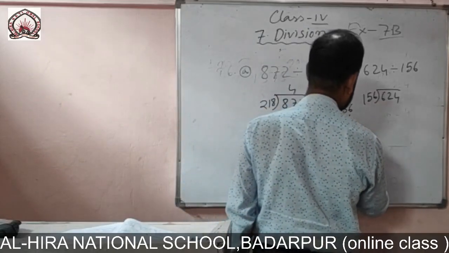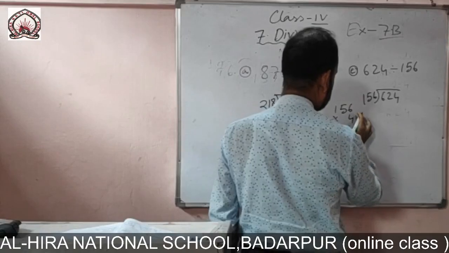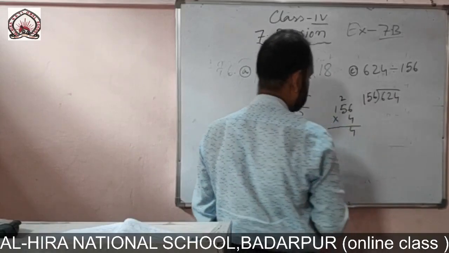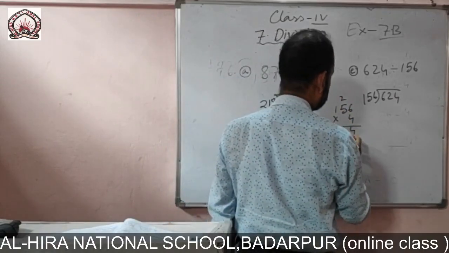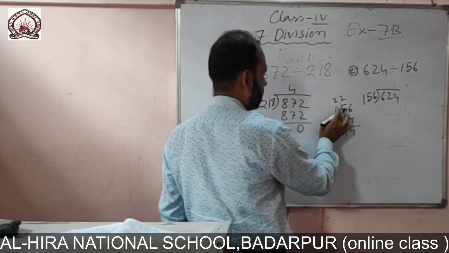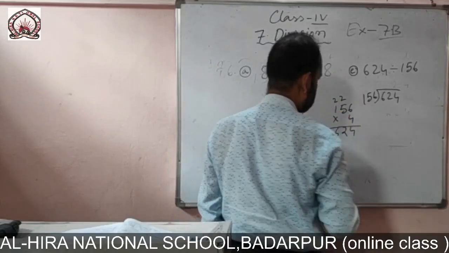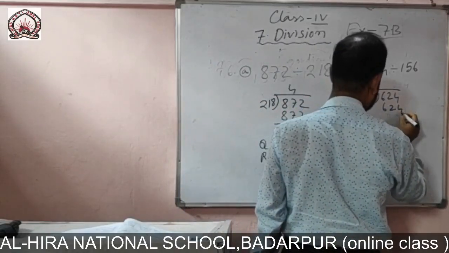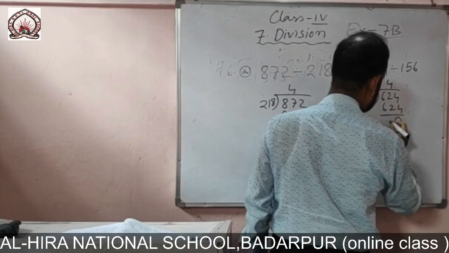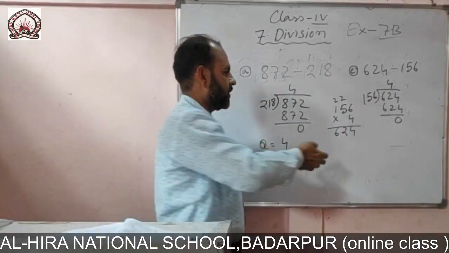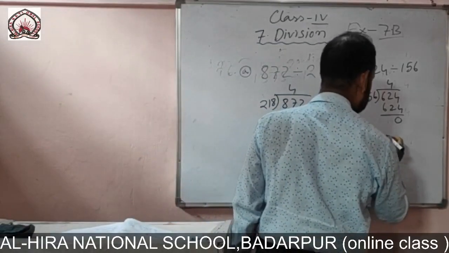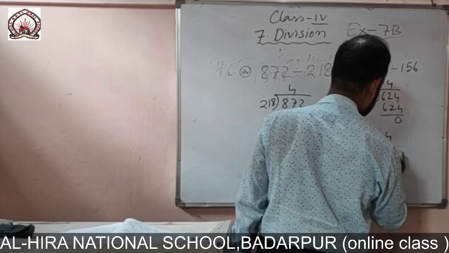156 times 4. 4 times 6 is 24, 4 and 2 in my hand. 4 times 5 is 20, 20 plus 2 is 22, 2 and again 2 in my hand. 4 times 1 is 4, plus 2 is 6. 624. So here also remainder equal to 0. So we can write here Q equal to 4, remainder R equal to 0.